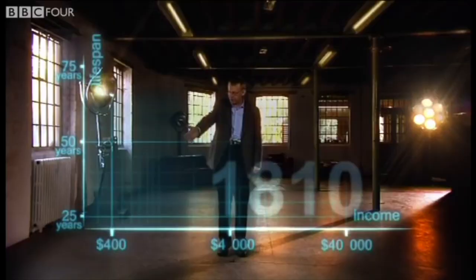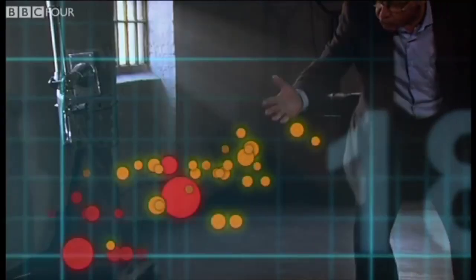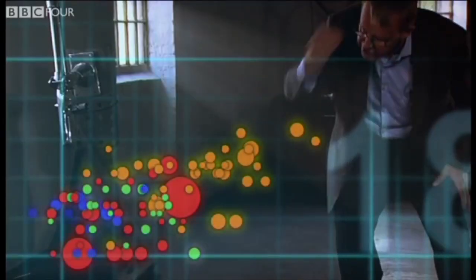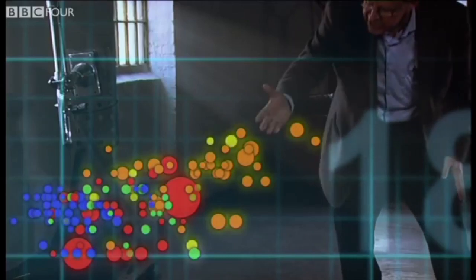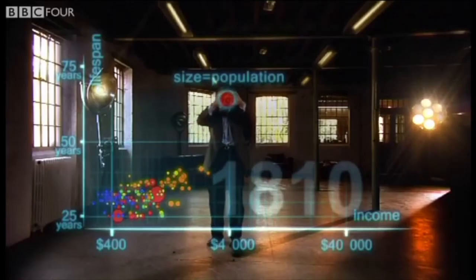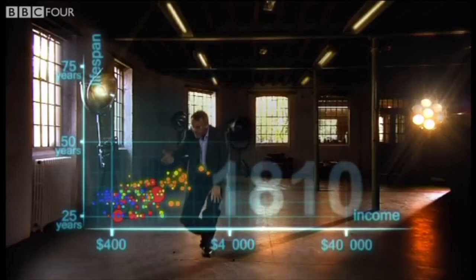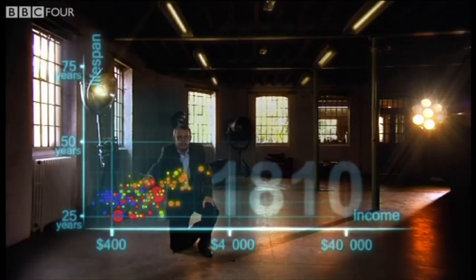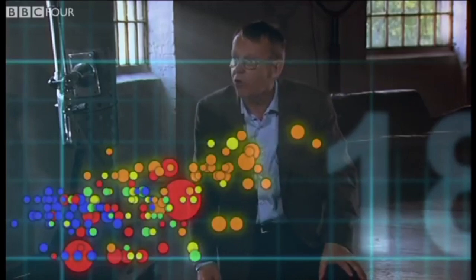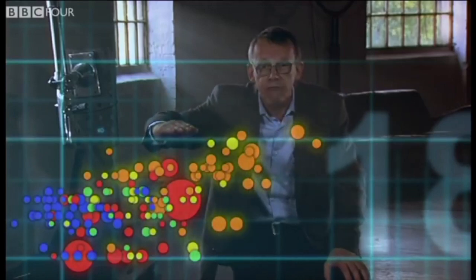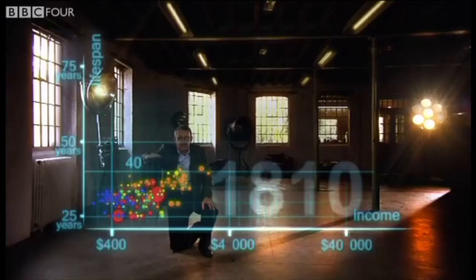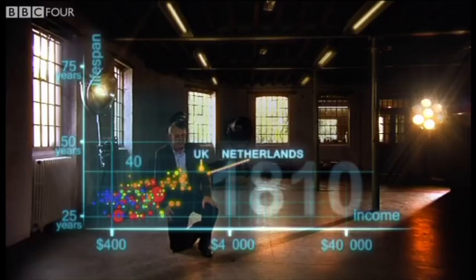Here come all the countries. Europe brown, Asia red, Middle East green, Africa south of Sahara blue, and the Americas yellow. And the size of the country bubbles show the size of the population. And in 1810, it was pretty crowded down there, wasn't it? All countries were sick and poor. Life expectancy were below 40 in all countries. And only UK and the Netherlands were slightly better off, but not much.